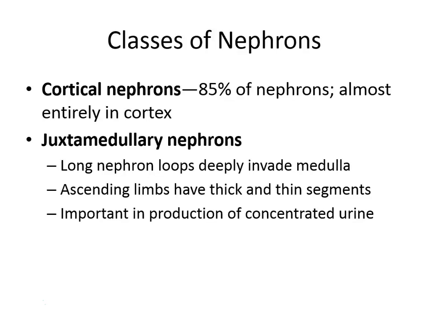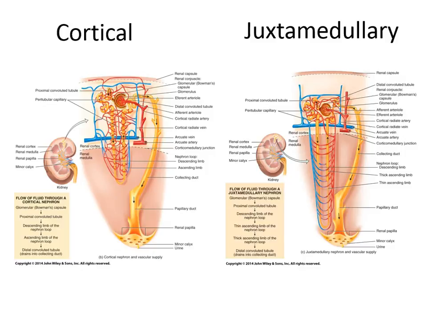Lots of different animals will have different nitrogenous wastes, so like birds and reptiles have very concentrated waste so that they don't lose water as quickly as we do.